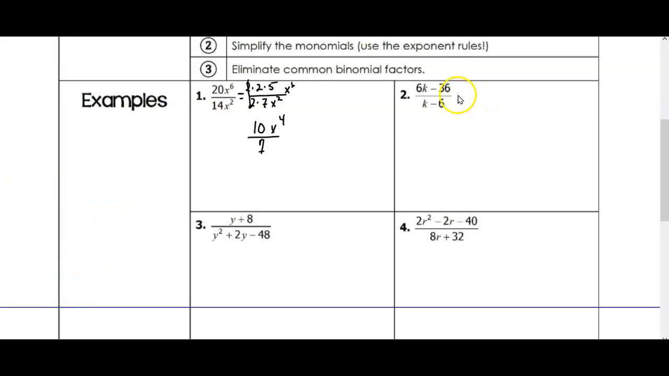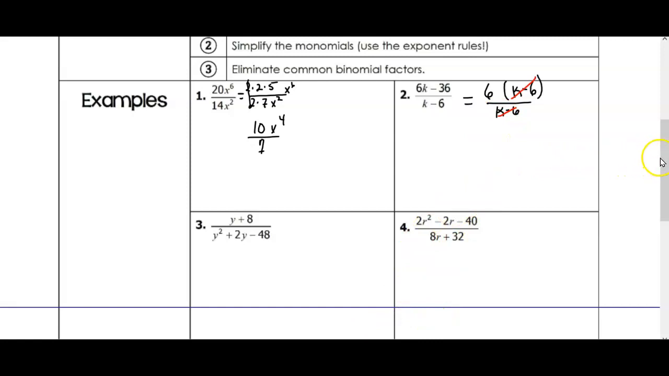Alright, so now example number 2, we need to factor. Remember, we've got to take out our common first. Our common is going to be 6. And remember, always look for that GCF. So we're going to have 6 times k minus 6, divided by k minus 6. Remember, if they are grouped together, plus and minus signs act like glue. So that cancels out the k minus 6 on both of those.